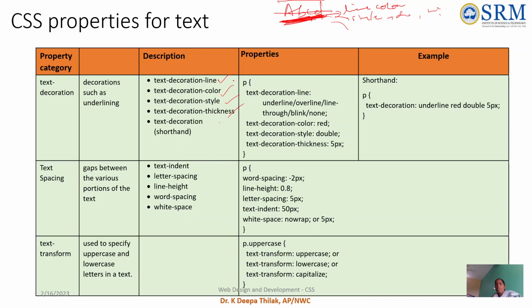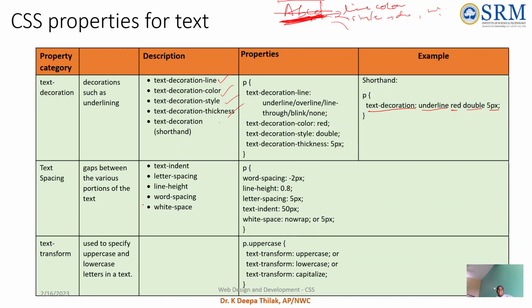So you can specify individually in this manner, or in a shorthand notation you can use text-decoration. So I am giving text-decoration line, and this is the color, and this is the style, and this is the width. Okay, so you can specify thickness like this using shorthand. So this shorthand notation is applicable for all types of properties with subcategories.